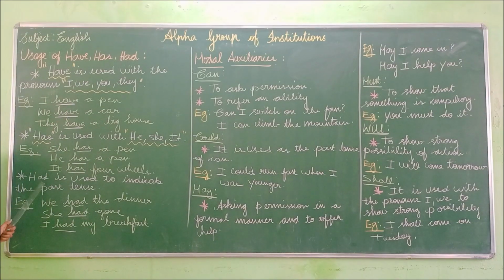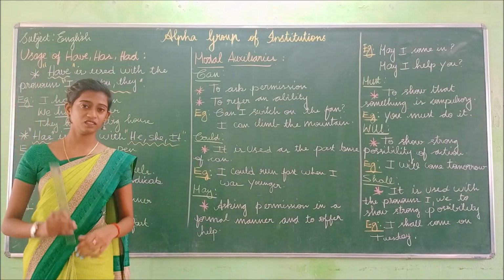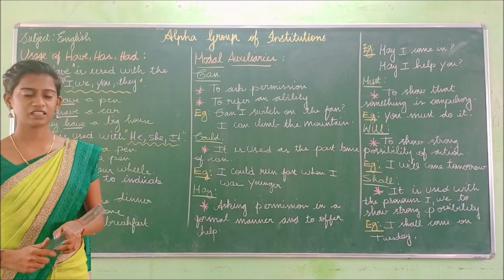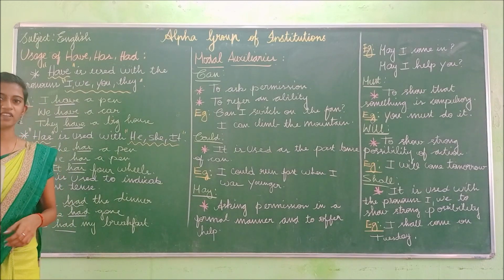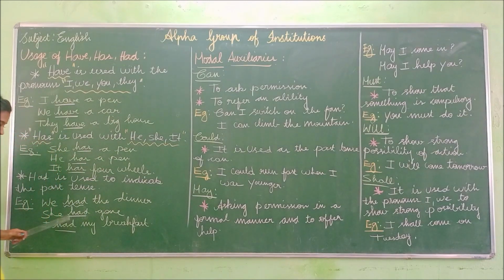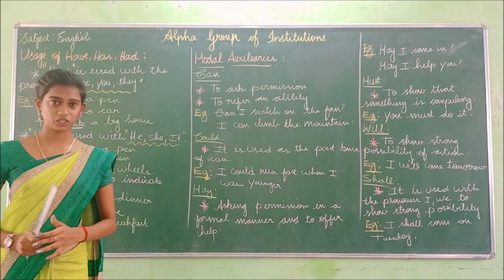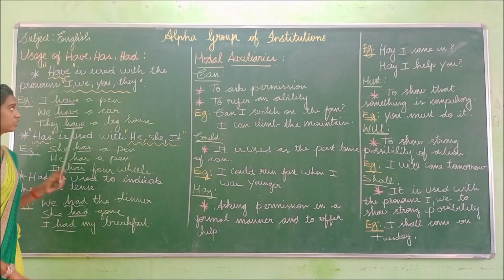Next we are going to see had. Okay, had is used to indicate the past tense. So had is the past tense of have and has. So this had should be used only to indicate the past tense. So what is the past tense? The thing that has already happened is known as past tense. Example: we had the dinner. She had gone. I had my breakfast. So this had can be used with all the pronouns, but it should be used only for the past tense. Okay, have you understood? Where to use had?